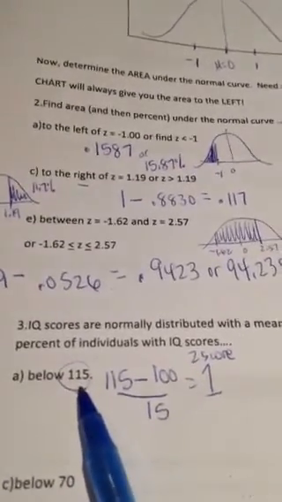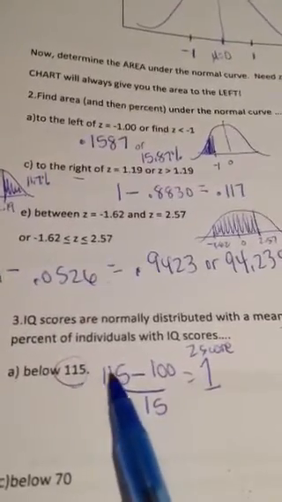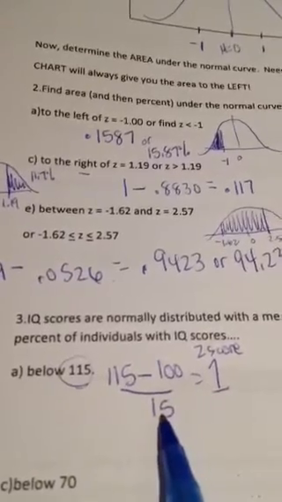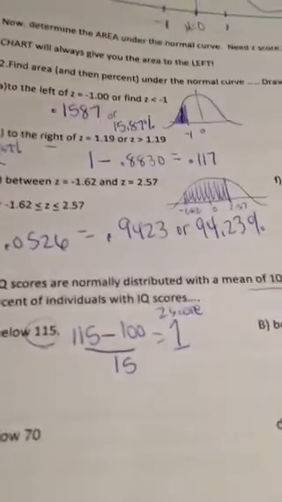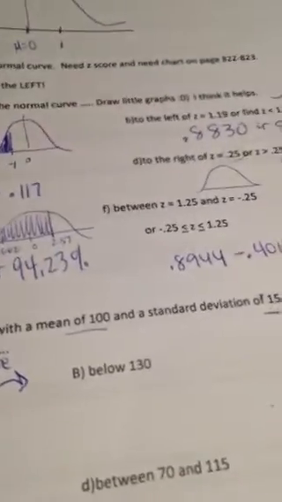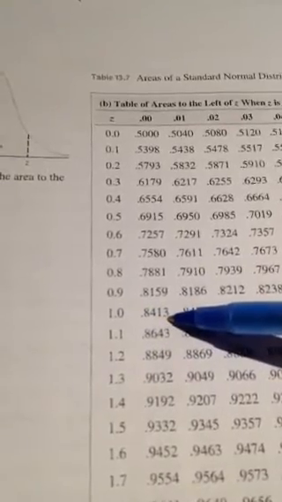So what you want to do first is find the z-score. Take that 115, subtract the mean, which was 100, and divide by the standard deviation. So 15 divided by 15 is 1. Now that's your z-score. Once you get your z-score, then you look it up on the chart and you'll find your percent. So here is a z-score of 1. It's 1.00. So here's your percent right there, 0.8413.